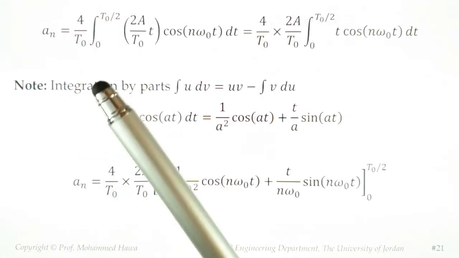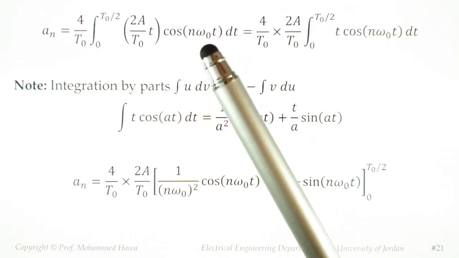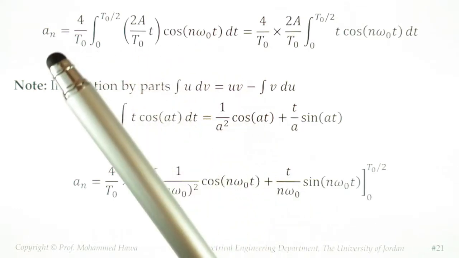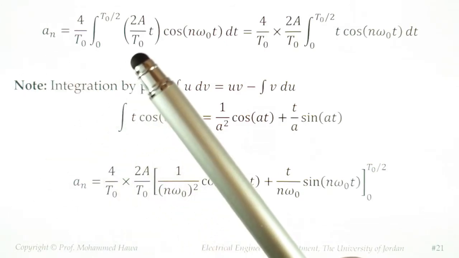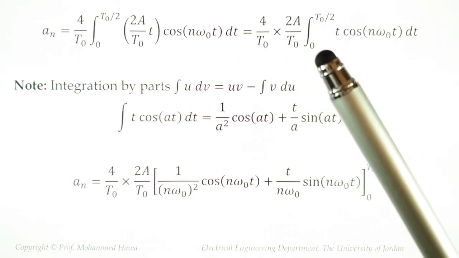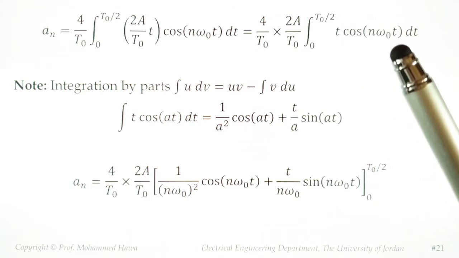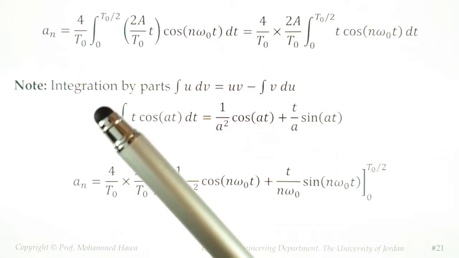Now let's move on to evaluating this integral x of t by cosine n omega naught t dt for half a period for a general n not equal 0. I could take this constant 2A over t naught outside the integral, as you can see here. I'm left with the integral of the linear line t multiplied by cosine n omega naught t dt. This is an integral we can solve by parts.